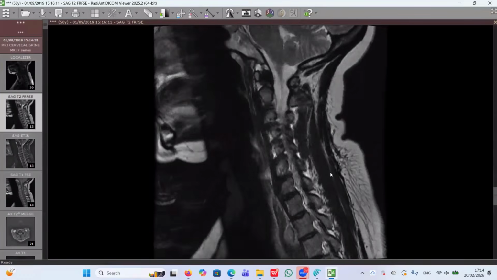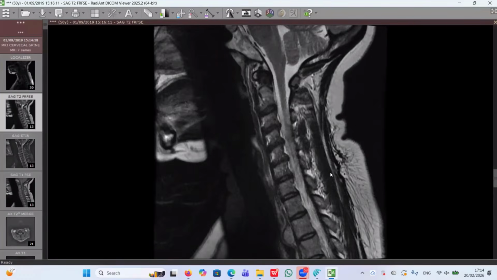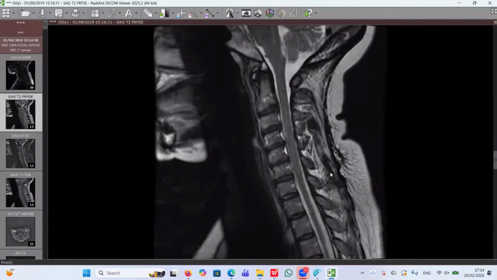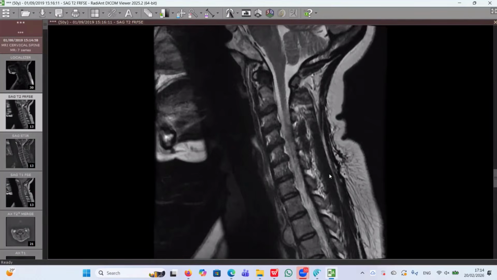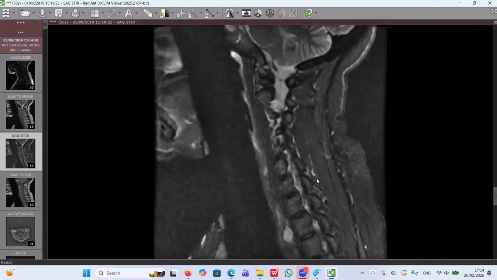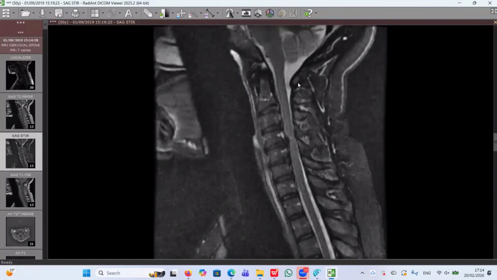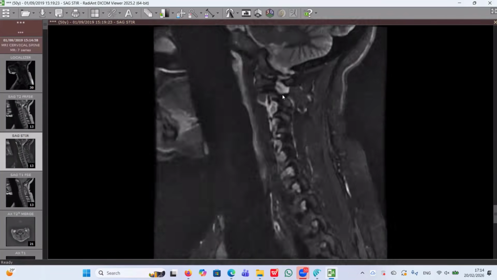Can you please start to check any other abnormality? Sir, you checked the foramen magnum, very nice. We don't have any descent of the cerebral tonsils. We don't have any abnormality in the brainstem. Clivus is normal. Atlantoaxial joint is perfect.